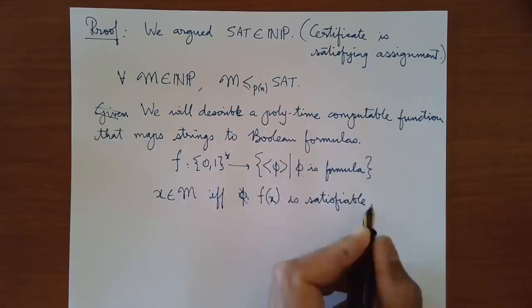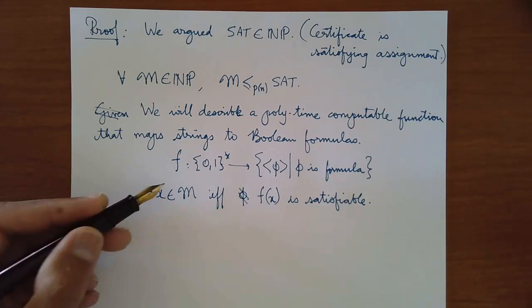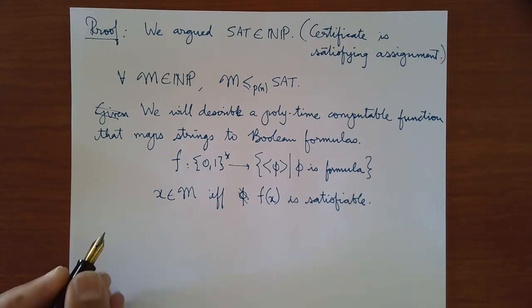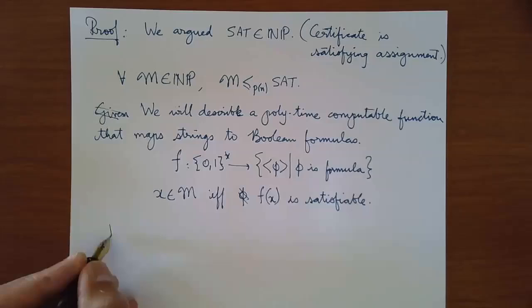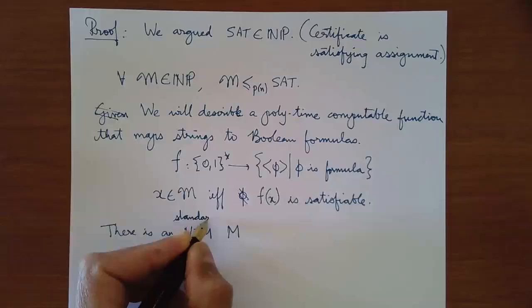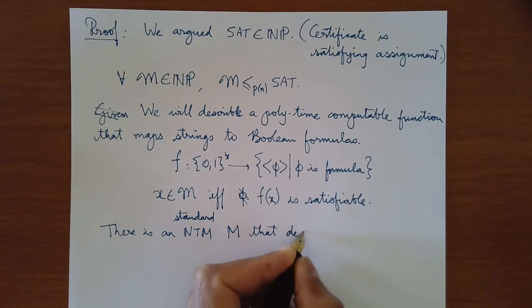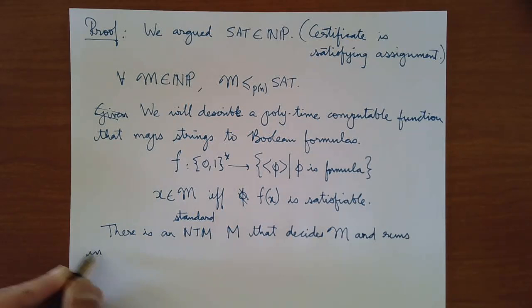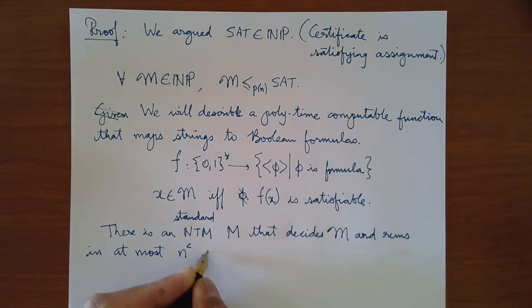The construction of f is going to be somewhat long and complicated, but once we write it down, the proof by itself is not very difficult. Depending on how much time we have, I might not get into all the nitty-gritty details of the proofs, but hopefully it should be clear to you. Suppose M is in NP. What do we know? We know there is a standard non-deterministic Turing machine that decides the language M and runs in at most n to the c steps, where c is some constant.